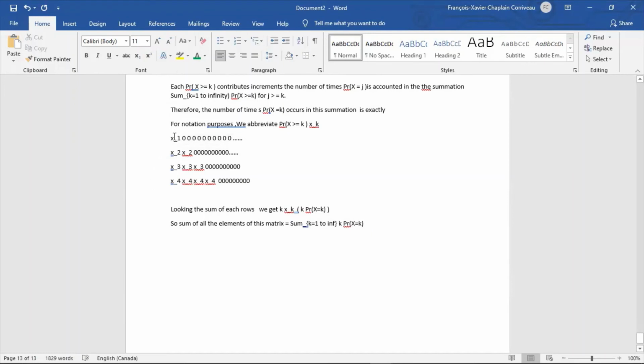In the column sum, what do I get? So I get x1 plus x2 plus x3 plus x4, etc. So the sum of the first column corresponds to x1 plus x2 plus x3 plus x4, etc., which is the probability that x is equal to 1 plus the probability that x is equal to 2, and so on. So looking at the sum of each row, the kth row adds up to this. And I'll just write it nicely like this.